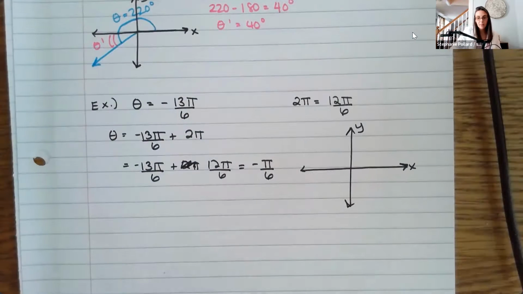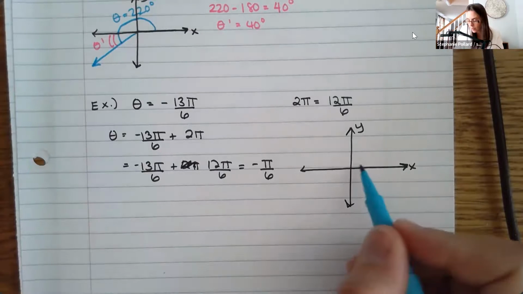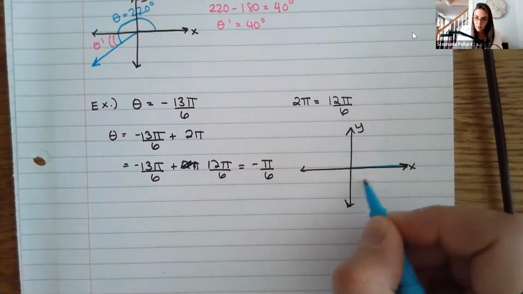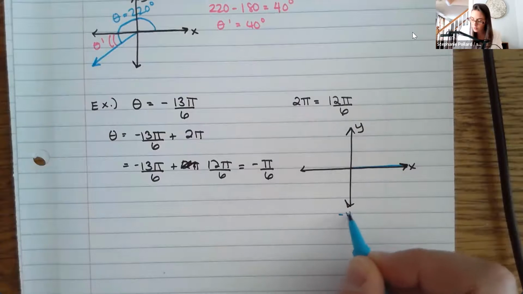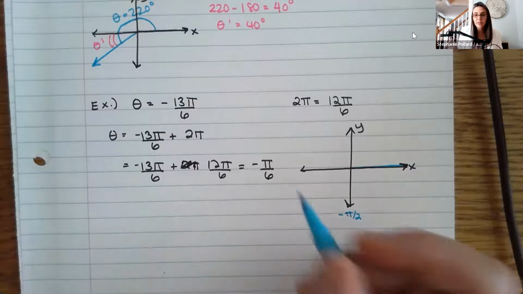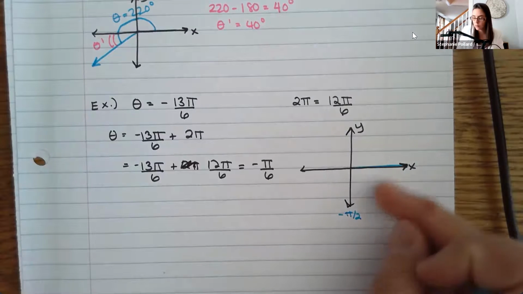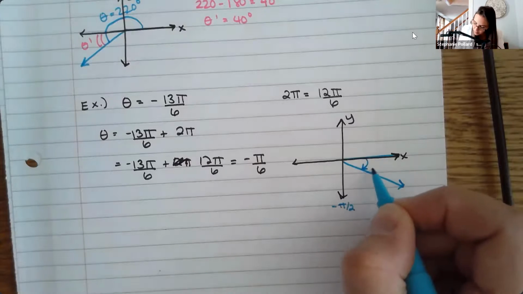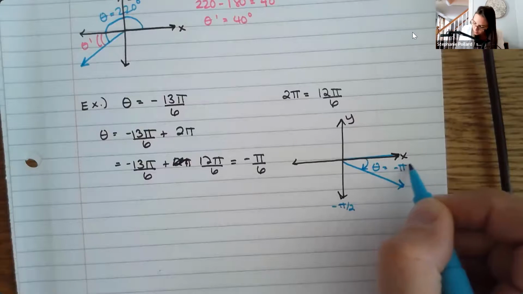Okay. So think about it for a second. You're starting here, you're going negative, so you're going the opposite direction. If I'm going down one group, this would be negative pi over 2, so negative 90 degrees. Pi over 6 is smaller than that, so it's staying in this fourth quadrant here. So maybe it's like right here. And this is my theta, negative pi over 6.